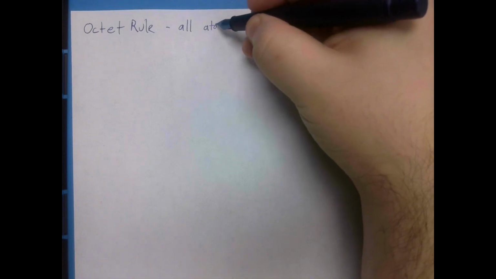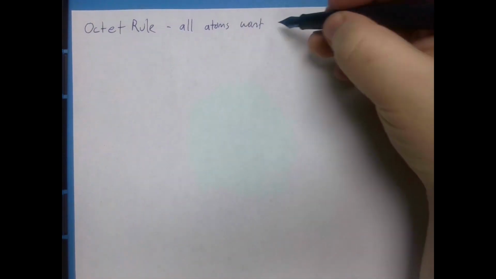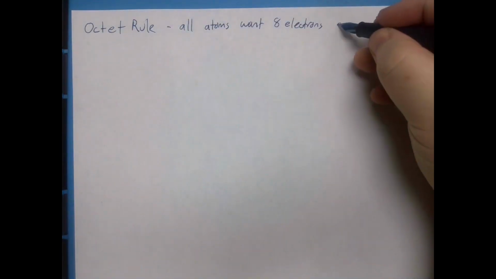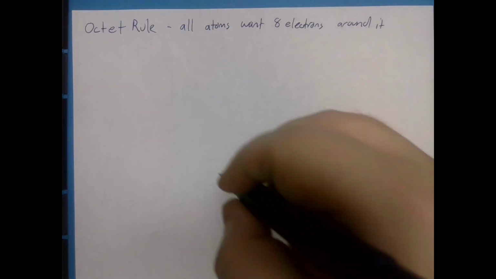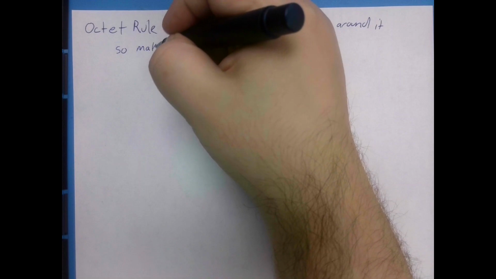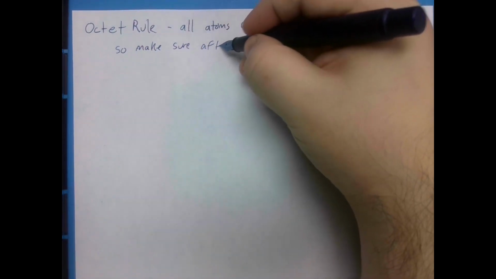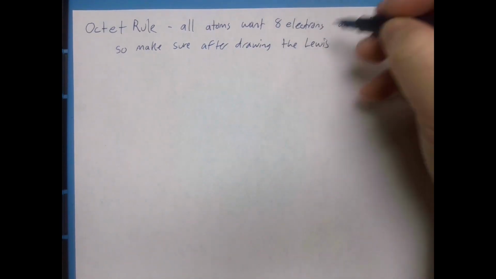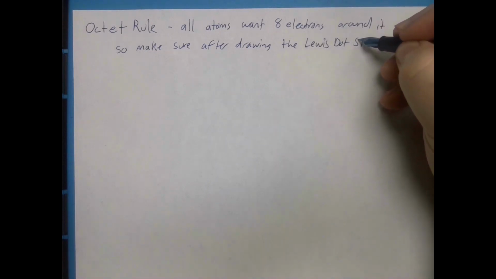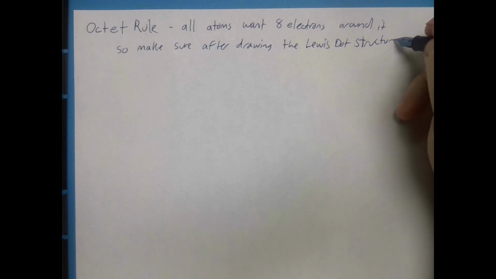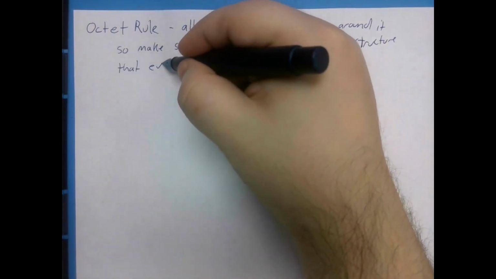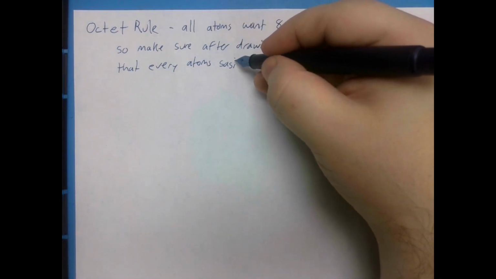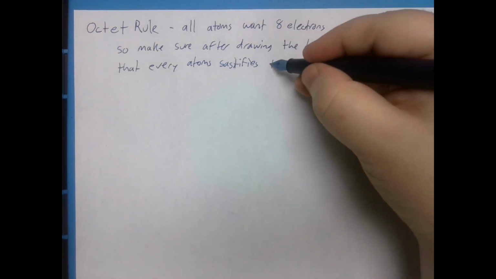All atoms want 8 electrons around it. So make sure after drawing the Lewis dot structure, or Lewis structure is probably more accurate, that every atom satisfies the octet rule.